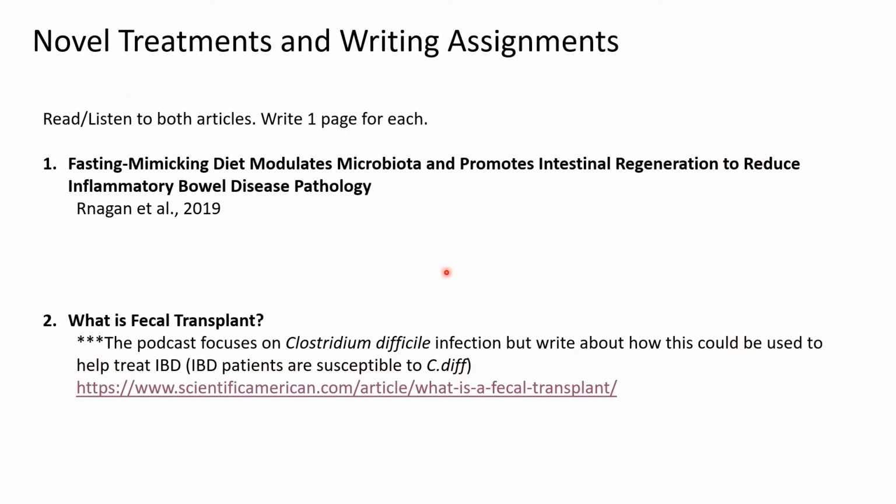All right, so that brings us to the end of the lecture. We're almost at an hour now, so we're going to wrap this up. You guys will see here that I would just like you to read or listen to these two articles, and then just write one page for each. So here we see "Fasting mimicking diet modulates microbiota and promotes intestinal regeneration to reduce inflammatory bowel disease pathology." And then second, we see "What is fecal transplant?"